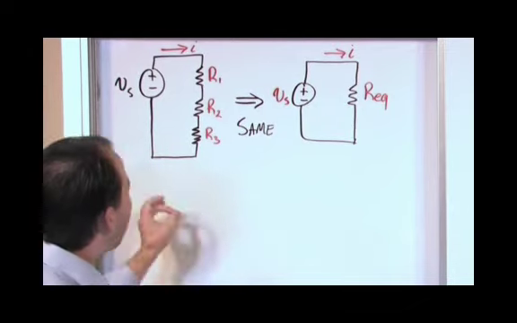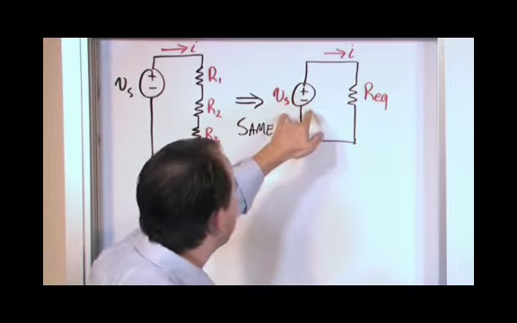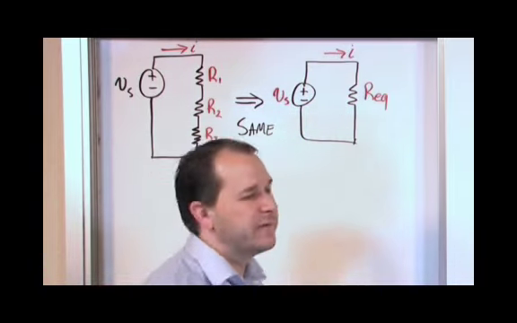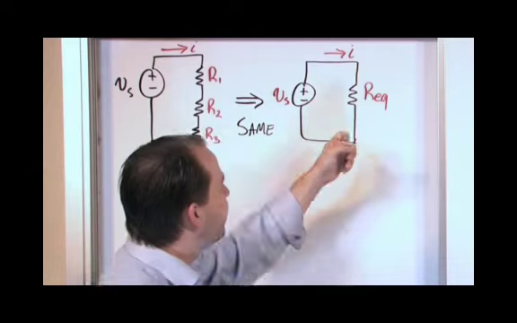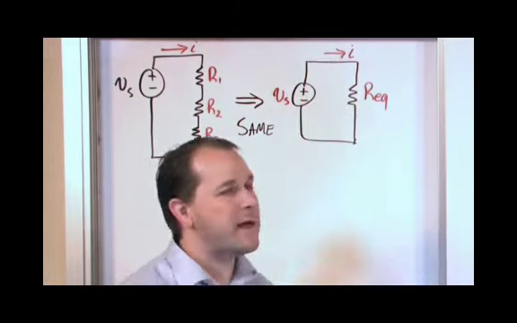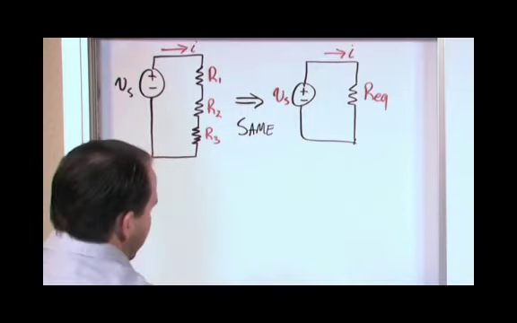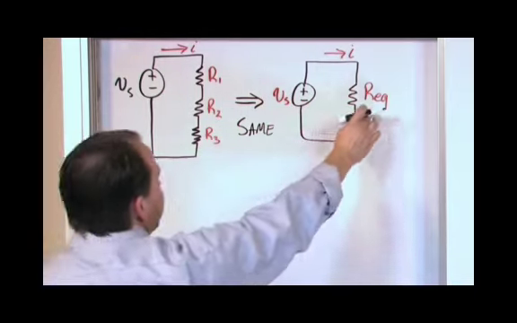And then that's exactly the same, from a big picture point of view, as if you were to take the same source and instead combine it with some equivalent resistance. With a single resistor, if you build this circuit, exactly the same amount of current is going to flow in that circuit. Now what do you think the value of this resistance is going to be?